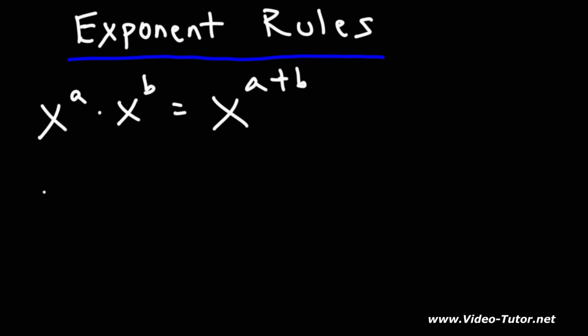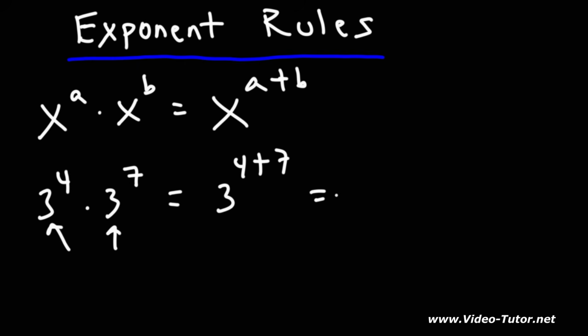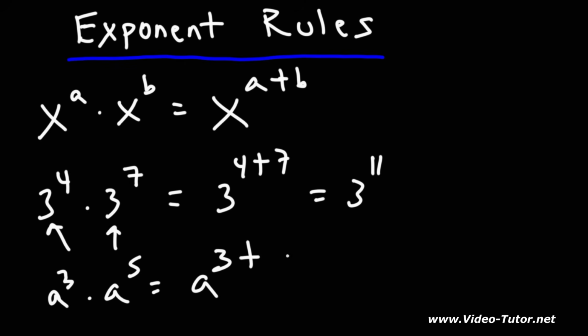So here's an example. 3 to the 4 times 3 to the 7. When the bases are the same, you can add the exponents. So this is 3 to the 4 plus 7, which is 3 to the 11. This works for variables too. Let's say if you have a to the 3rd times a to the 5th. This is a to the 3 plus 5, and 3 plus 5 is 8. So that's the first rule.